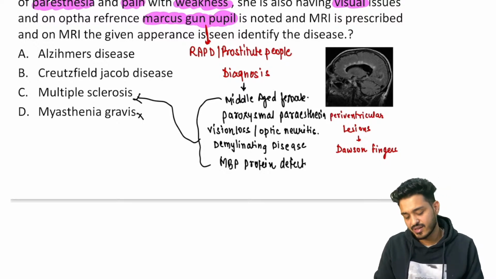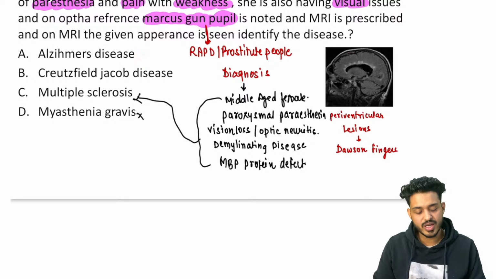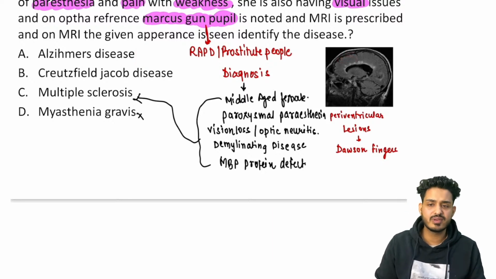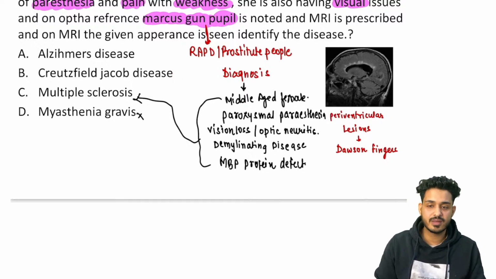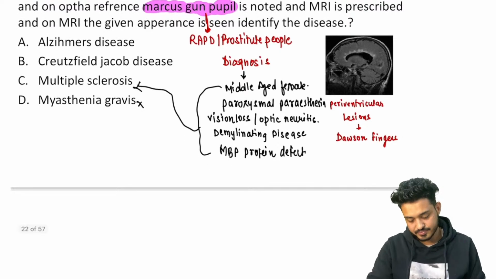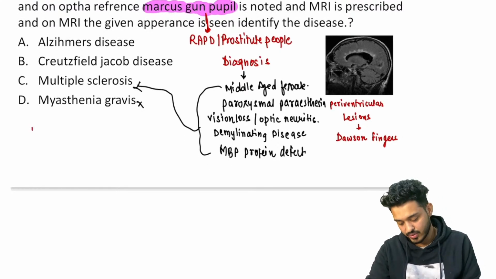Myasthenia gravis, we have already seen, this cannot be the answer. Alzheimer's, cortical atrophy will be there, multiple things will be there. I am going to teach you what is CJD, Creutzfeldt-Jakob disease. This is a prion disease. Let's discuss it. First, one more question they have asked. Let me write it for you.